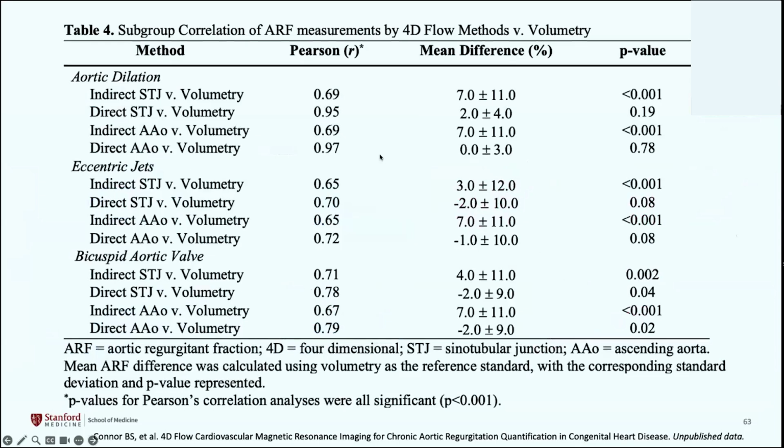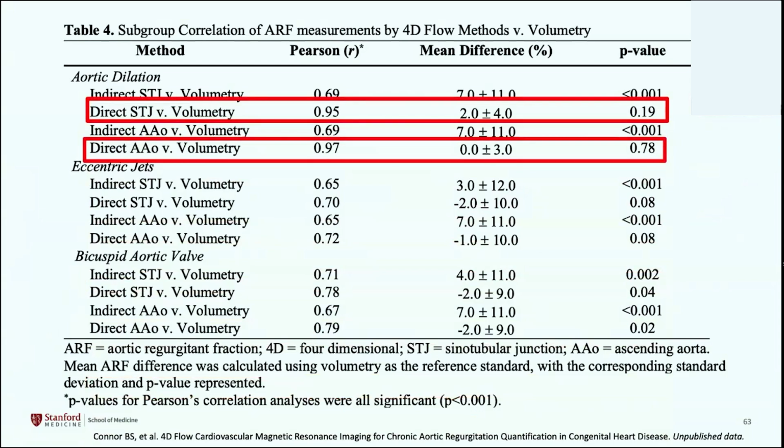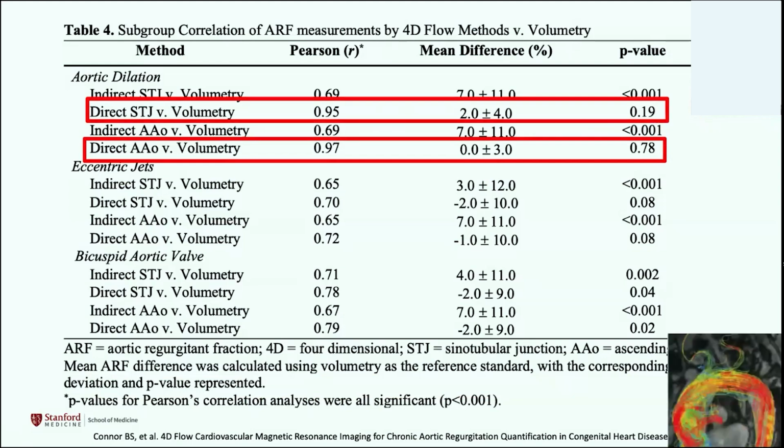But this is looking at subgroups, and what I want to stress here is that for those who have aortic dilatation, that's really where the measurement matters the most, and where this helps the most. That's where we have the strongest correlation and the smallest mean difference between volumetry and the quantification: when we look at the STJ in patients who have a dilated ascending aorta. And that's because of those vertical rings. We can underestimate flow because of this vertical helical pattern of flow in the ascending aorta when it's dilated.